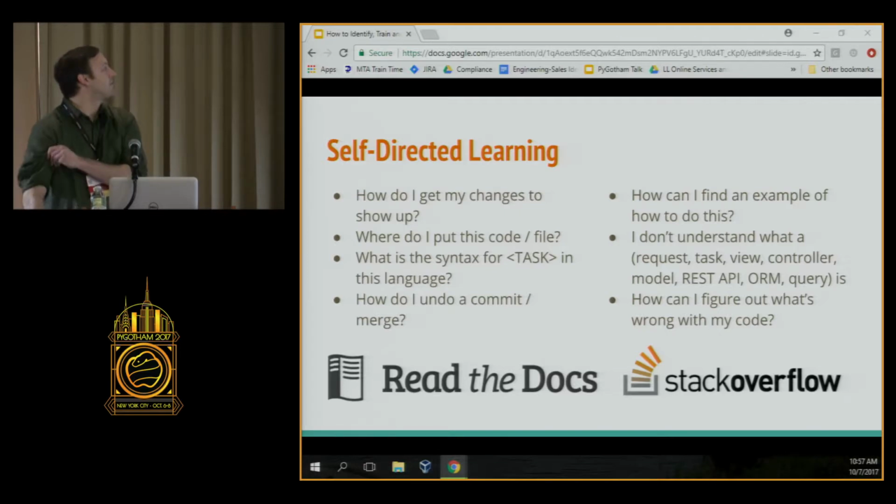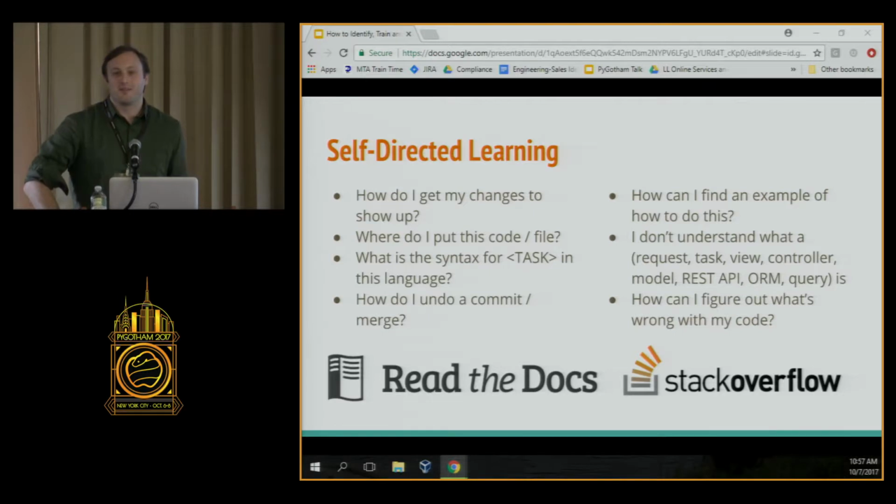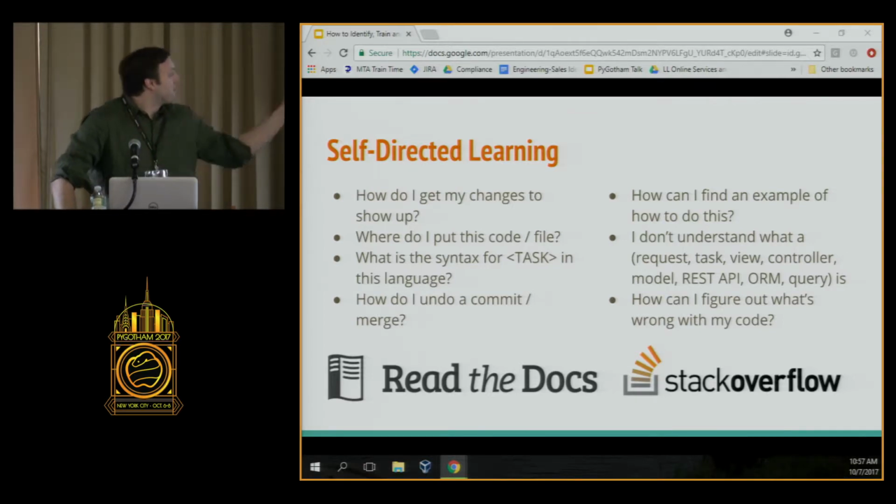So next is learning from the internet, self-directed learning. I've listed out here a bunch of questions that a junior developer might ask themselves on a given day. I'm not going to go through all of them, but you can read through some examples here. How do I undo a commit? I don't understand what a request is. Where am I supposed to put this code? These are all the types of things that, if you're working in a framework or in a language that's pretty well known or has any kind of community, are available on the internet pretty quickly to answer.